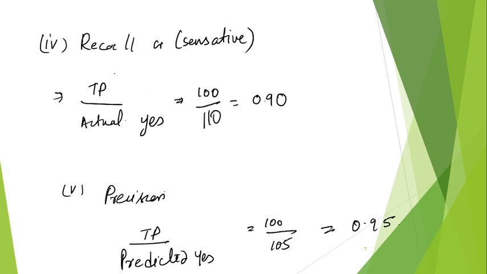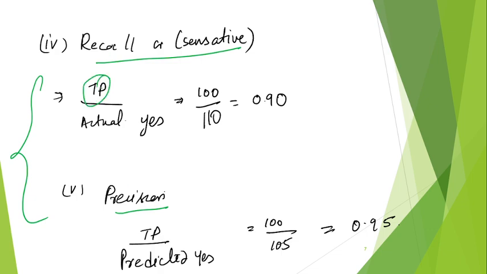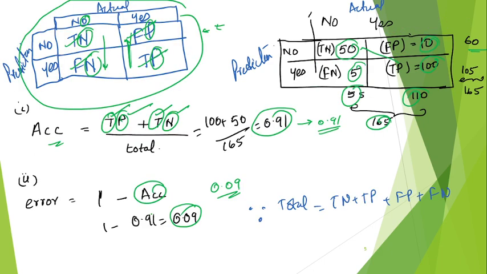Then comes recall or sensitivity, and precision. These two formulas are very important. Do remember recall and precision. The top is the same: true positive, true positive. Recall is actual yes by predicted yes. What is my actual yes here?